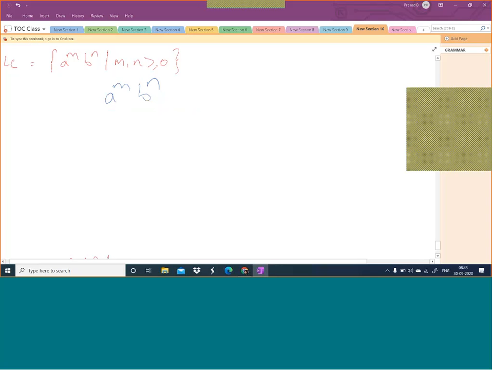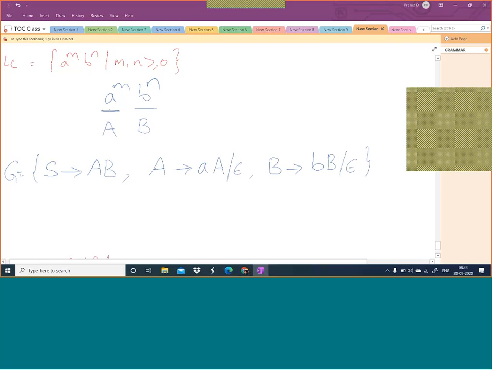So look at this. I will use capital A to generate a power m. I will use capital B to generate b power n. So I need a start symbol S. S derives AB. And A will generate a power m, and the least value is epsilon, m is 0. So A derives aA and epsilon. And B generates b power n, n is 0, so B derives bB and epsilon. So this is the simple grammar.